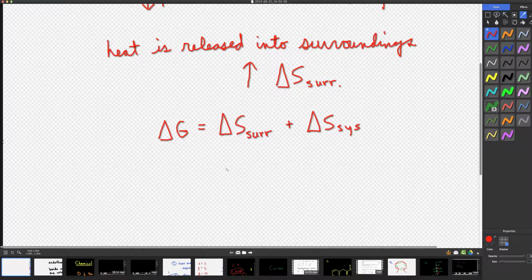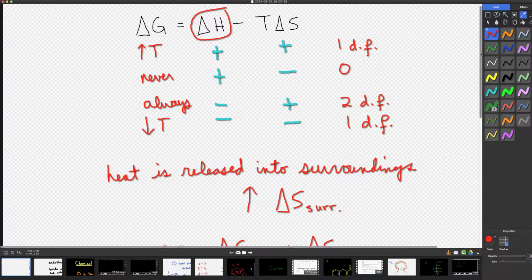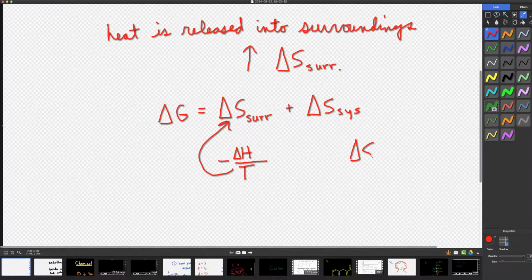Just so happens that we measure delta S by the change in heat over the absolute temperature. So this is an algebraic approximation. Once I plug this in for delta S surroundings, we are going to yield the familiar delta H minus T delta S. The delta S of the universe must always increase for a spontaneous process to occur. And it's the delta S of the surroundings plus the delta S of the system. If the delta S of the universe is positive, delta G will be negative.